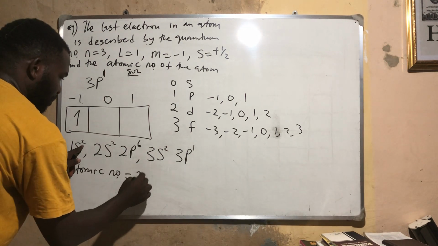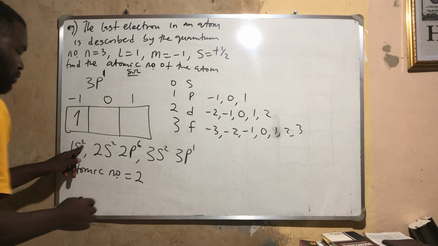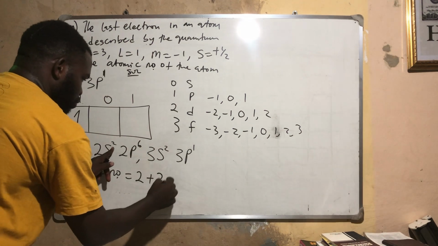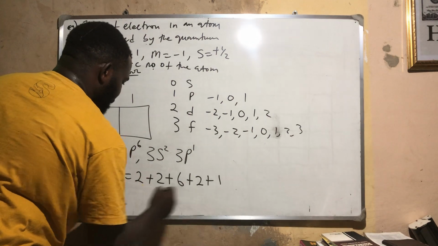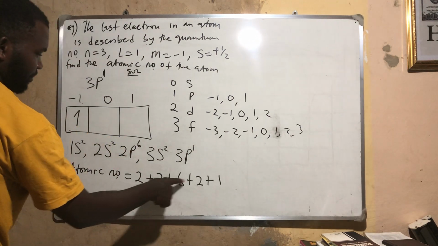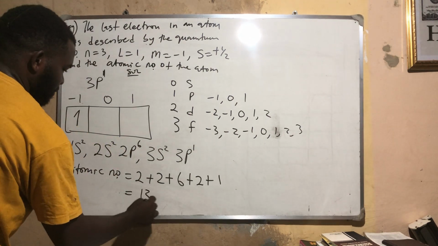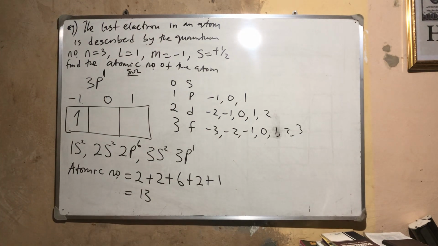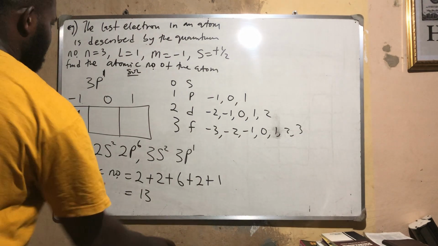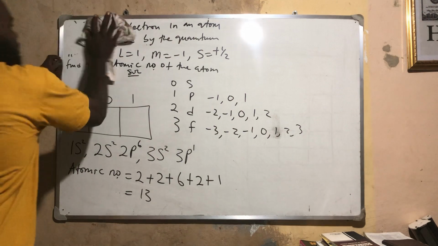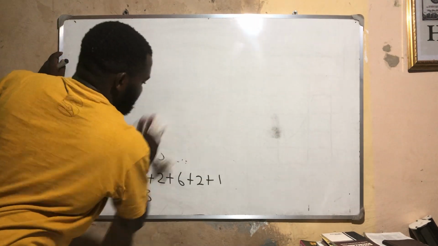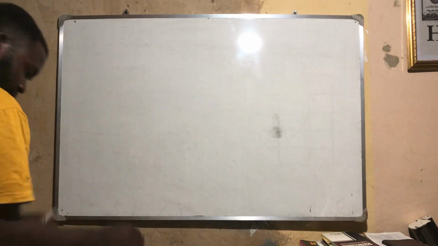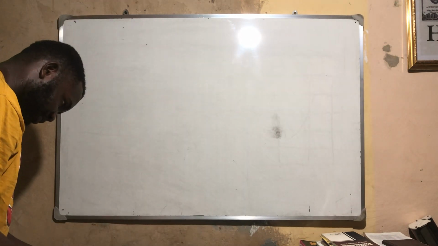Add them. The number of electrons is the same thing as the atomic number. So 2 plus 2 plus 6 plus 2 plus 1. If you add them together, you have 10, 13. So the atomic number of this atom is 13. All right, so let's move to the next question. This is very, very simple.